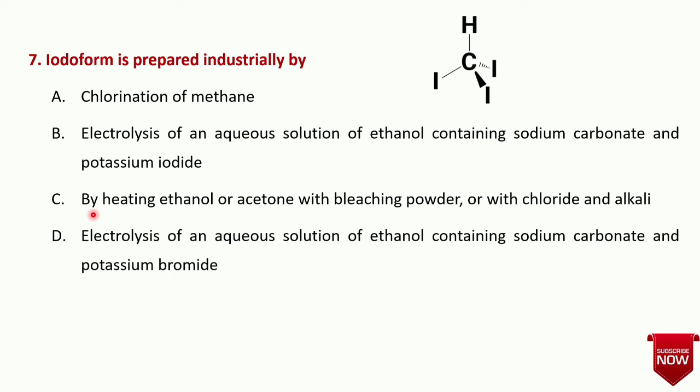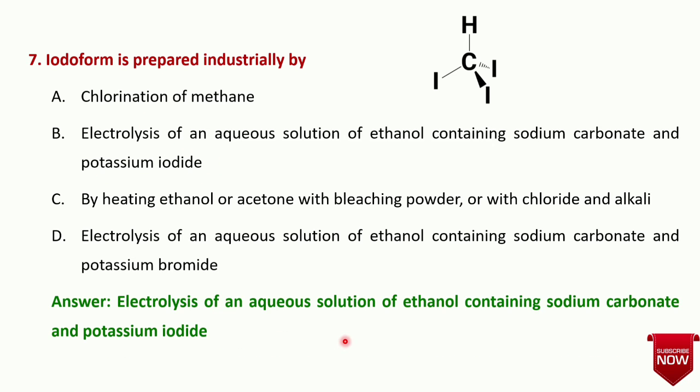And the third option is heating ethanol or acetone with bleaching powder or with a chloride and alkali. So it is also not going to produce iodoform. And the last option is electrolysis of an aqueous solution of ethanol containing sodium carbonate and potassium bromide, not potassium iodide. They gave the potassium bromide. So the correct answer is option B.